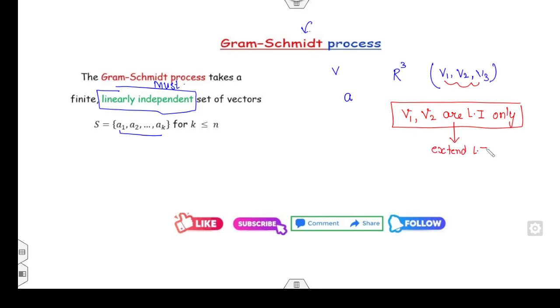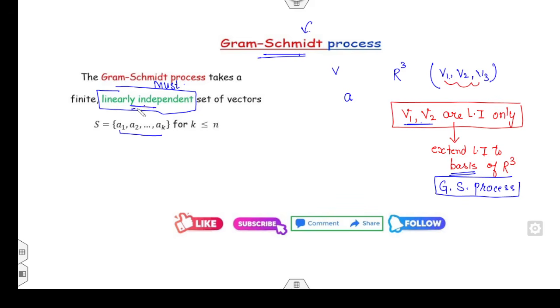You can extend these LI vectors to a basis of R3. How can you extend it to a basis? Because we all know the meaning of a basis: we have to find the LI vectors. So if only two vectors are LI out of v1, v2 and v3, you can extend the given LI vectors to a basis of R3 by using the Gram-Schmidt process. But make sure that before applying the Gram-Schmidt process, you identify the linearly independent vectors.